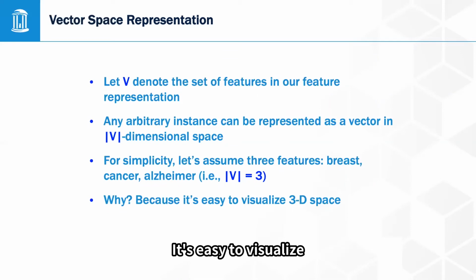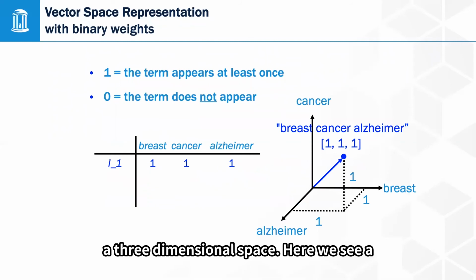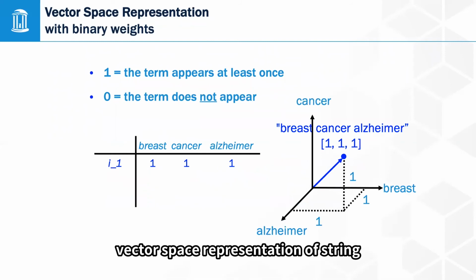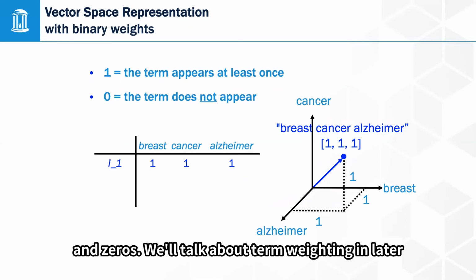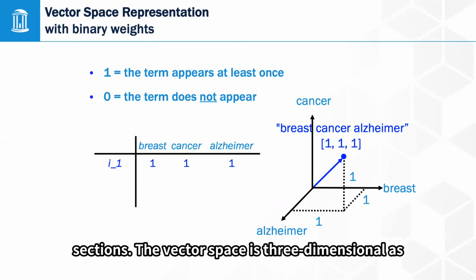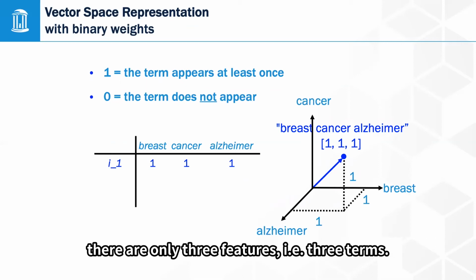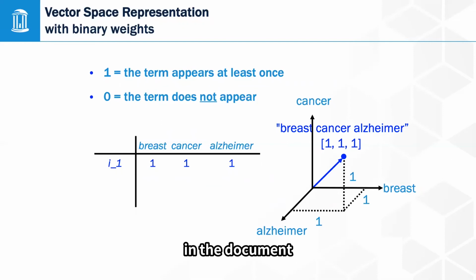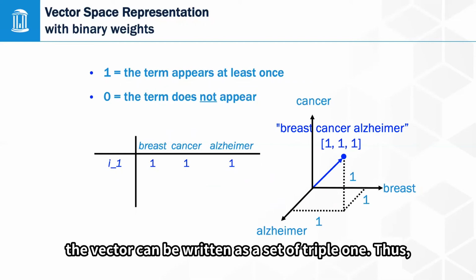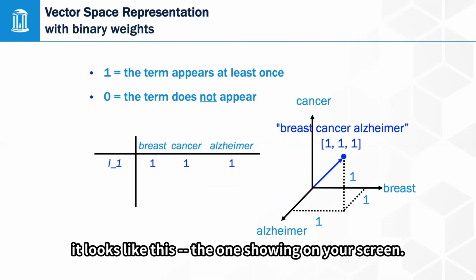It's easy to visualize a three-dimensional space. Here we see the vector space representation of the terms breast, cancer, and Alzheimer with binary weights, in which we only see ones and zeros. We will talk more about term weighting in later sections. The vector space is three-dimensional as there are only three features, in other words, three terms. And since all of the three terms are present in the document, the vector can be written as the triple (1, 1, 1). Thus, in the three-dimensional vector space, it looks like this, the one showing on your screen.